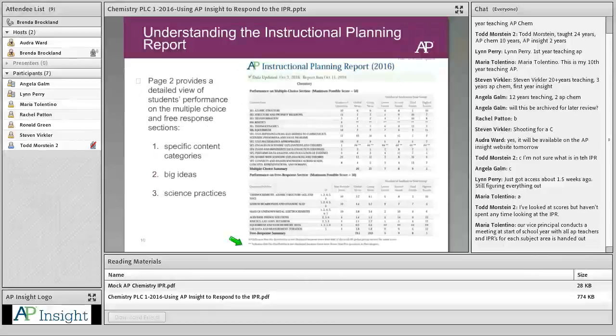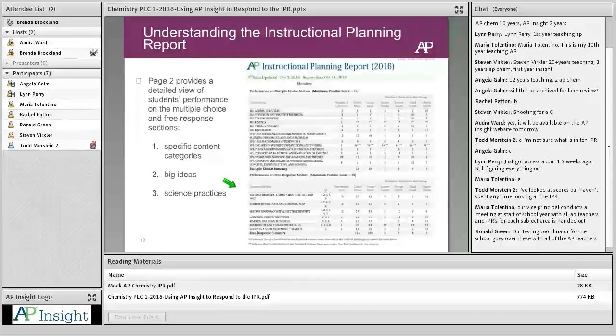So for me, I like to turn to the second page, because on the second page, you'll see scores for your students with respect to all of the different big ideas, and then with respect to the science practices, and then down on the bottom portion, with respect to the free response sections. So you get your multiple choice on the upper section, how your kids were doing, and then you get your free response and how your kids were doing for each of those different questions. That's kind of nice as well, so that you can narrow it down.